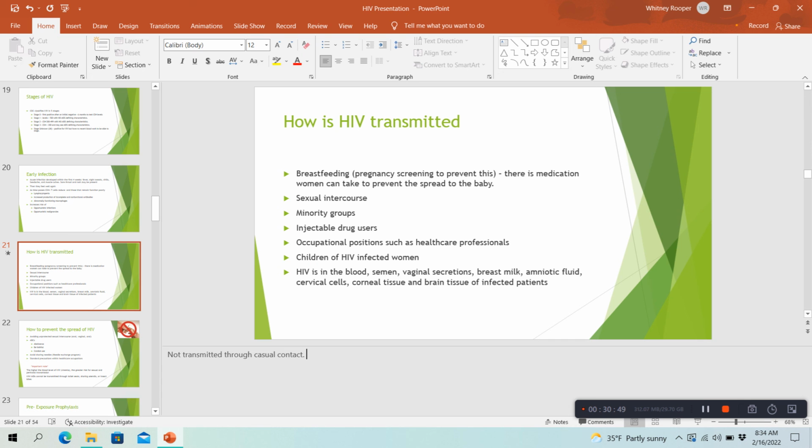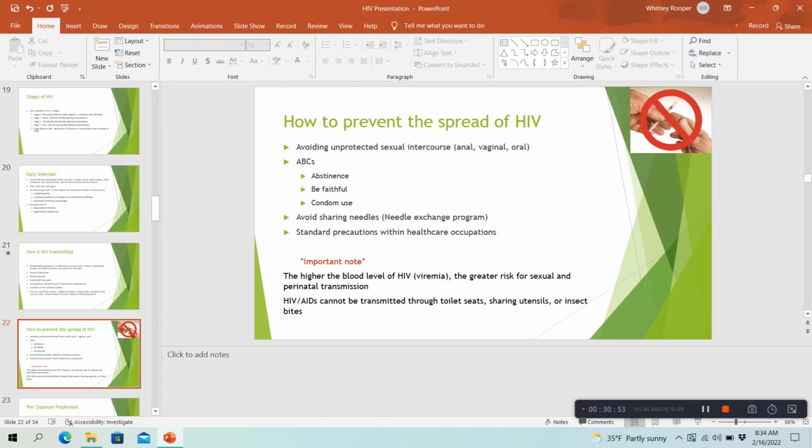How to prevent the spread of HIV? Avoiding unprotected sexual intercourse, so anal, vaginal, and oral. Here are our ABCs to prevention of HIV. Abstinence. I heard somebody ask me, can we tell people that? Heck yeah, you can. It's not against anybody. You can definitely teach people about abstinence, especially young people. I always talk about that.